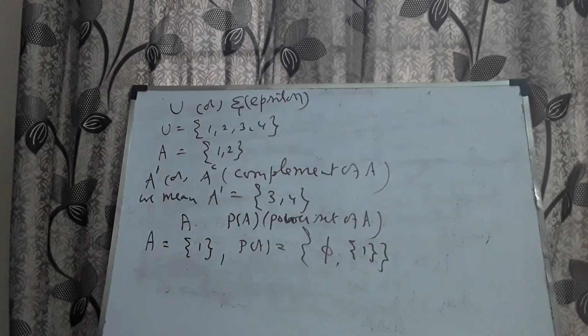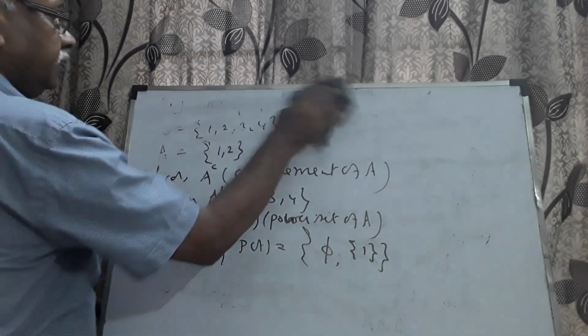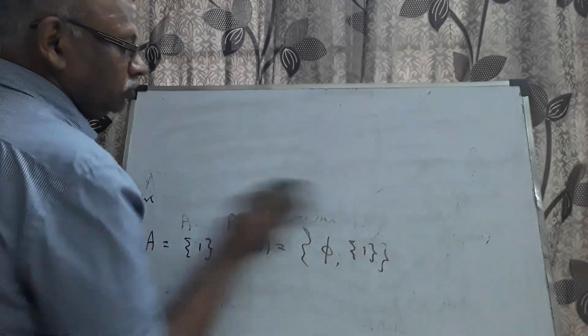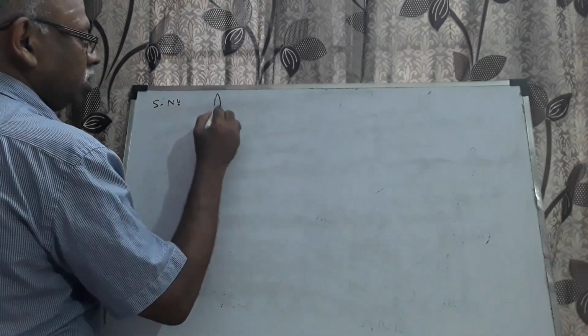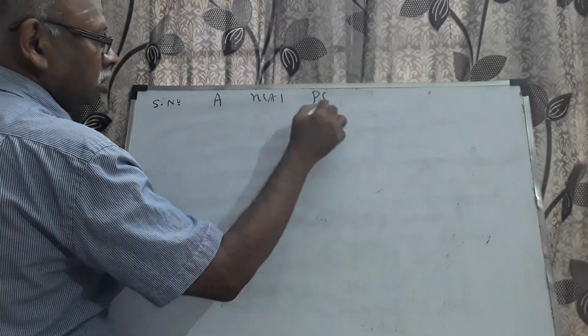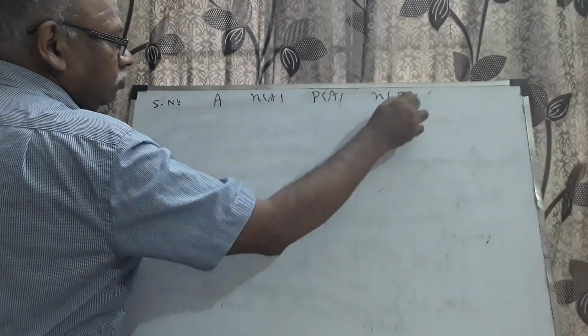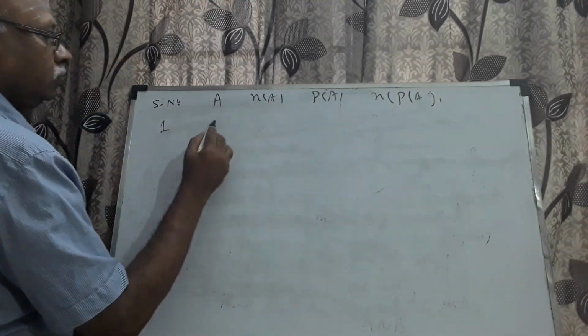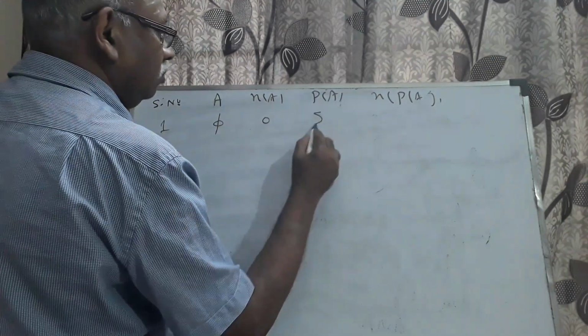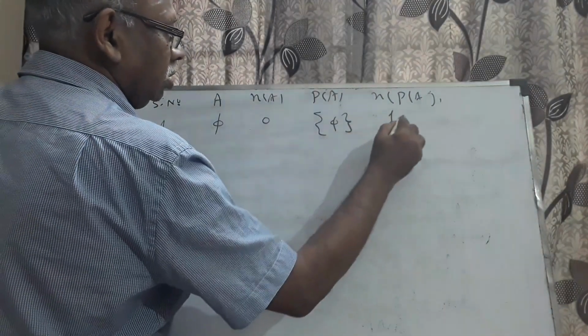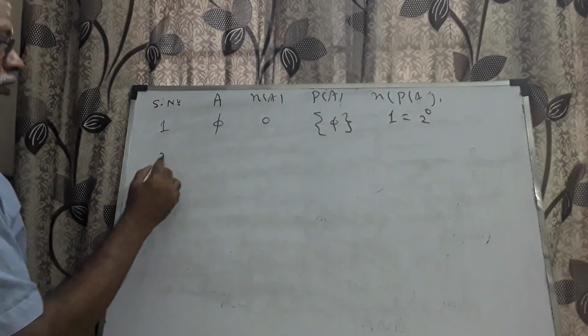Then we can derive a formula for the number of elements in a power set. I'll list it out for you; just listen how we go about it. I'll make a tabular column with A, then N of A, then P of A, then N of P of A. Let us just try. A is the empty set, and the number of elements here is 0. P of A will be the set containing the empty set. It is 1, which can be written as 2 power 0.